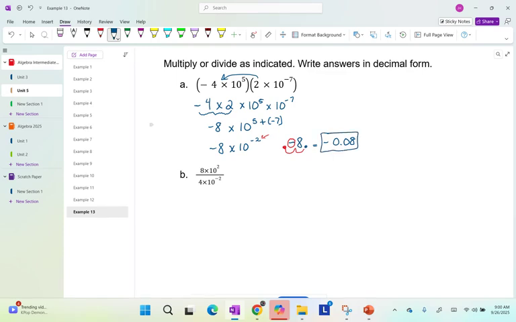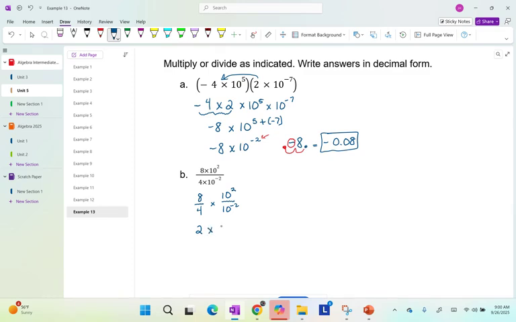So that's multiplication. Now with division, we're going to do something similar to what we did with multiplication. We're actually going to separate out the values of a. So we're going to write this as two fractions, 8 divided by 4 times 10 raised to the second over 10 raised to the -2nd. We'll do our 8 divided by 4 first, which is 2.